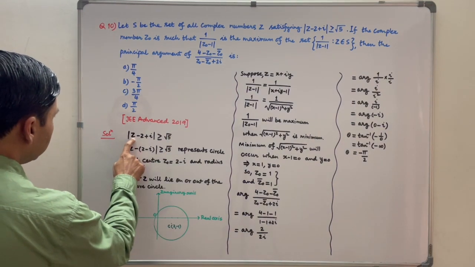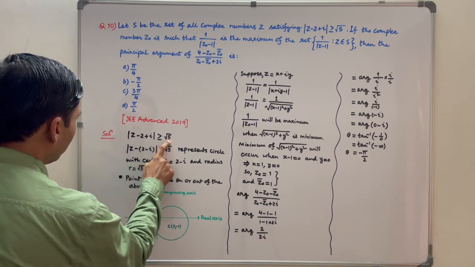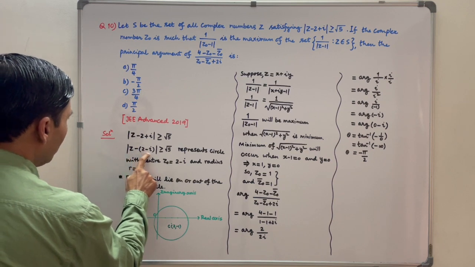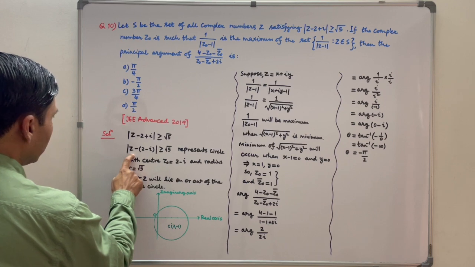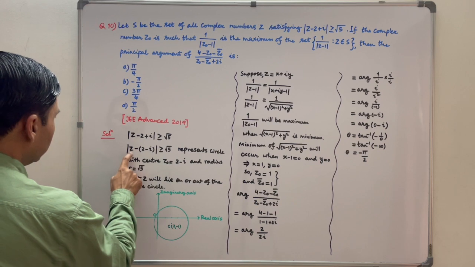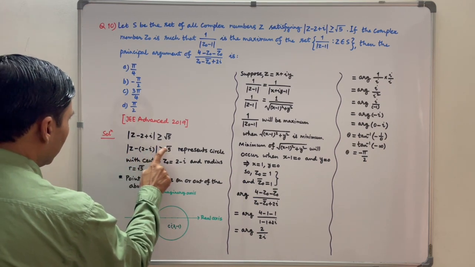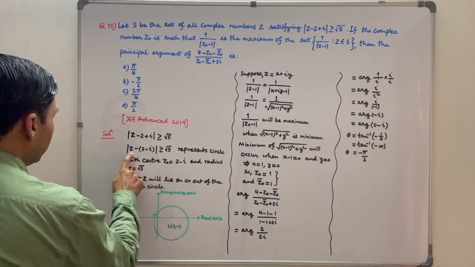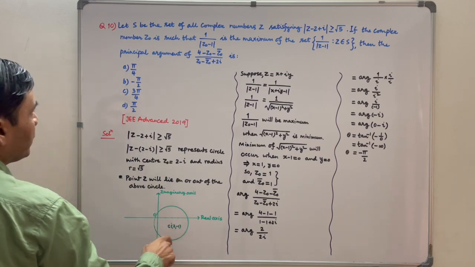It is given that z satisfies mod z minus 2 plus i is greater than or equal to root 5. We can write this as mod z minus in bracket 2 minus i is greater than or equal to root 5. This matches with the standard form of the circle. We know that the standard form of the circle is mod z minus z0 is equal to r, where z0 is center and r is radius. Inequality greater than or equal to means z lies either on the circle or outside of the circle.